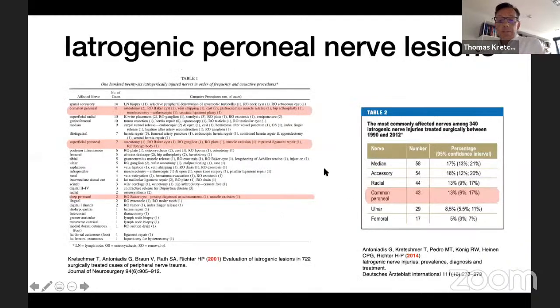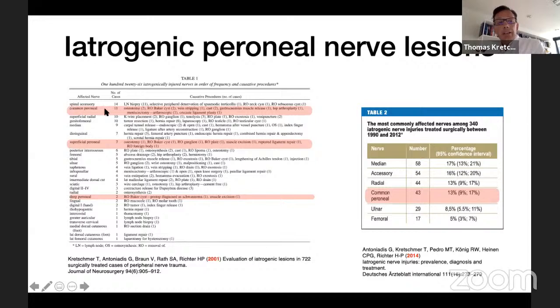If we look at our own quite old series from 20 years ago, if we look at all the iatrogenic nerve lesions, then number 1 was the spinal accessory.